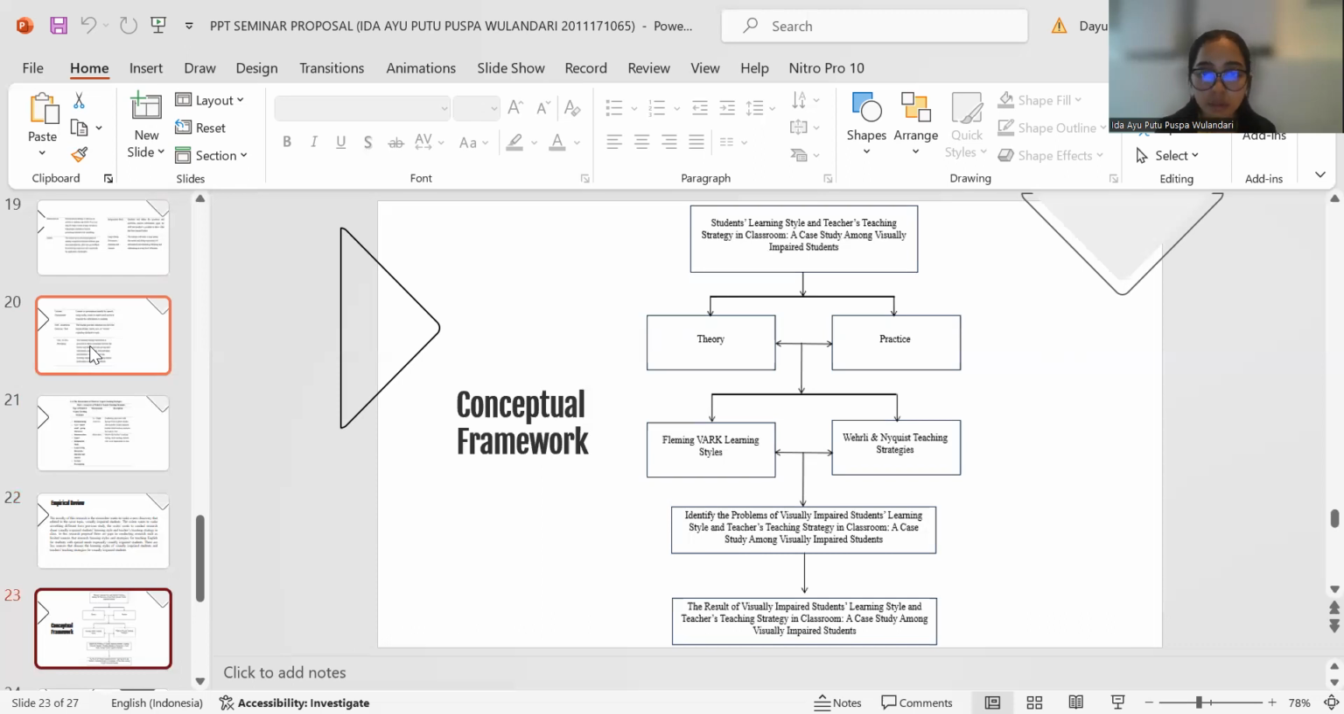Well, this is the conceptual framework. All right. So first is the title of this research, and I'm using theory and practice that are related to each other, and also the theory of planning for learning style and reviewing teaching strategies, and they are also related to each other. After that, I would like to identify the problems of visually impaired students' learning style and teacher teaching strategy in the classroom, a case study among visually impaired students, and the last one is the result.